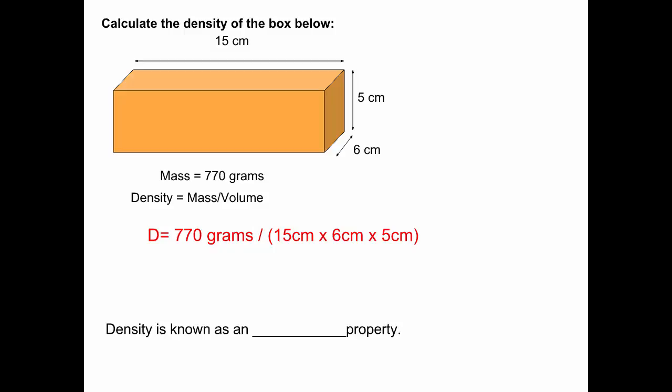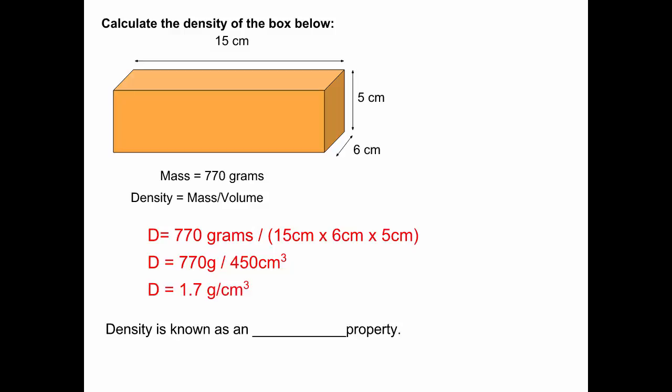The mass is 770 grams. The volume is 450 cubic centimeters, giving me a density of what, Carter? 1.7, which is also known as magnesium. 1.7 grams per cubic centimeter.